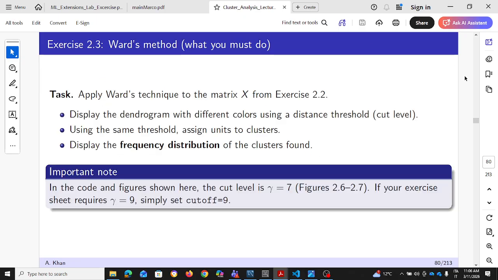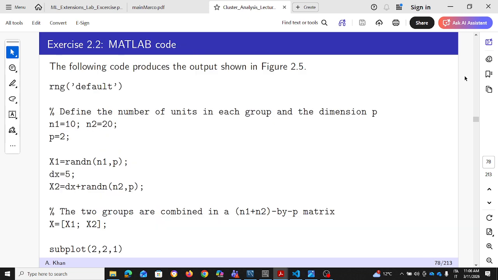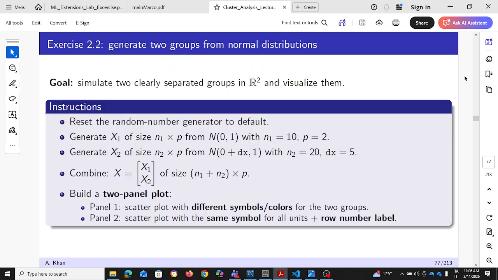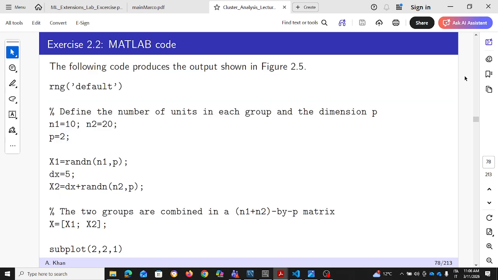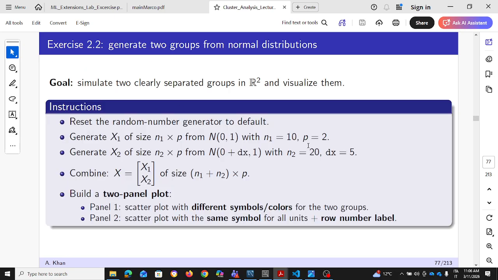What is p equal to? Is the group... p is equal to? In the MATLAB here, we are taking this from here. So it's a 10 by 2 matrix.